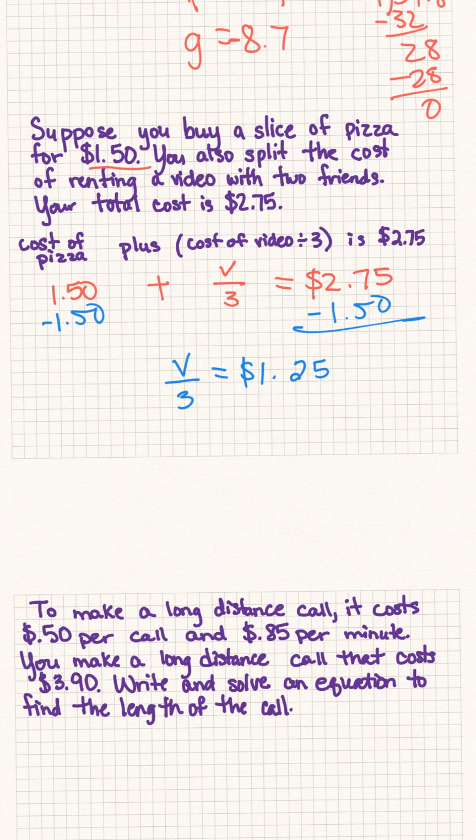We want to get rid of the 3. Right now it is being divided. The opposite of dividing is multiplying. So V is going to equal $3.75. The video cost to rent was $3.75.